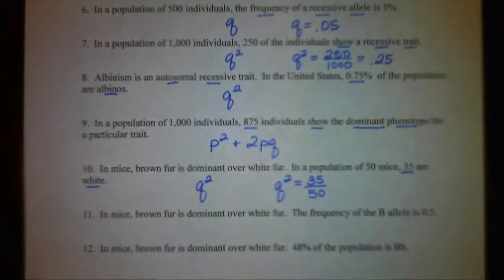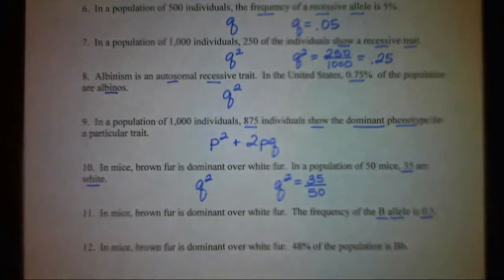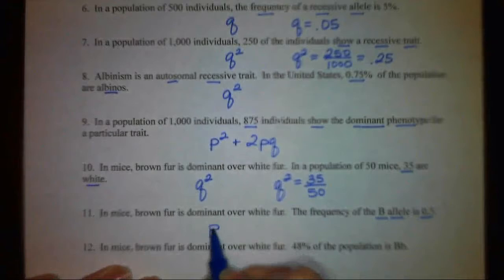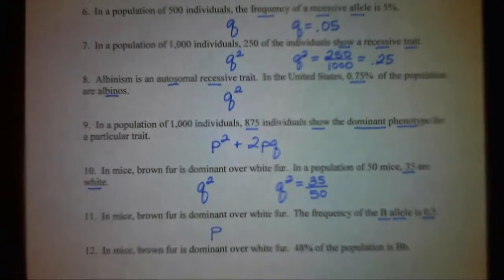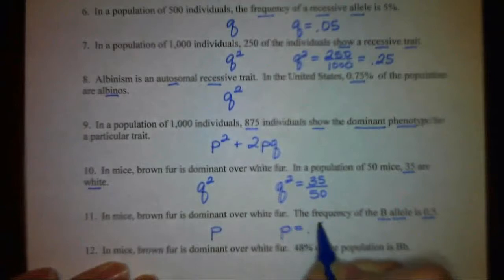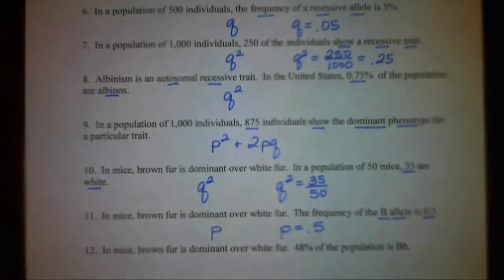My last two. In the next one, the frequency of the big B allele is 0.5. It's not telling me an allele combination. It's not talking about a genotype. It's strictly telling me that the dominant allele frequency is 0.5. So P is what this phrase is telling me. And in a problem, I would have to write down P equals 0.5.